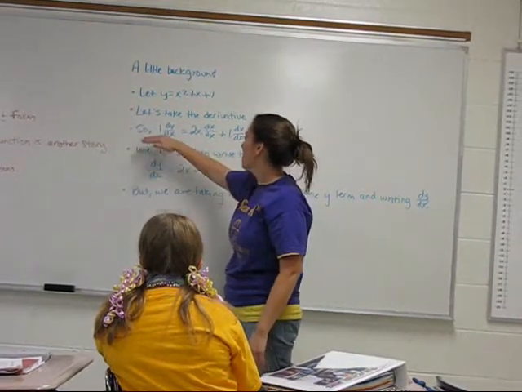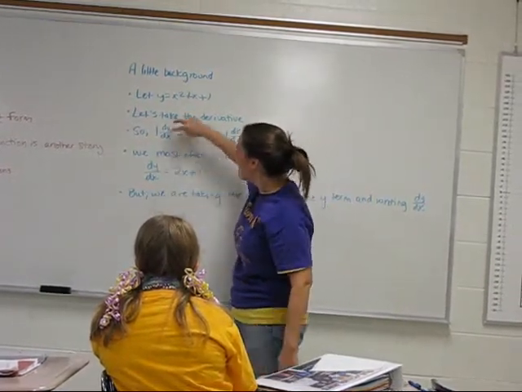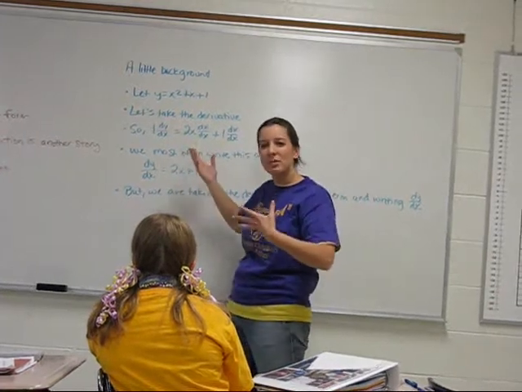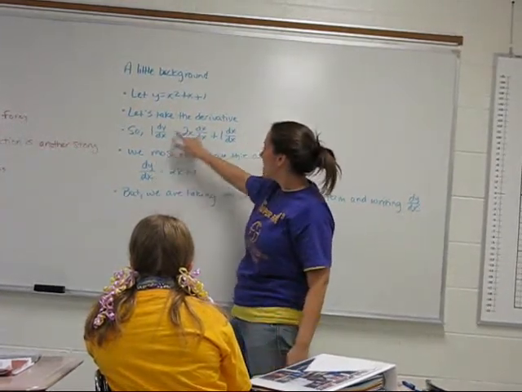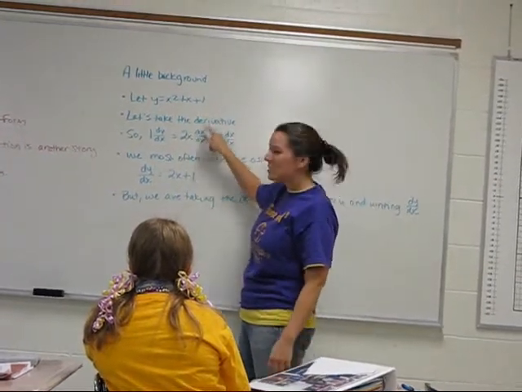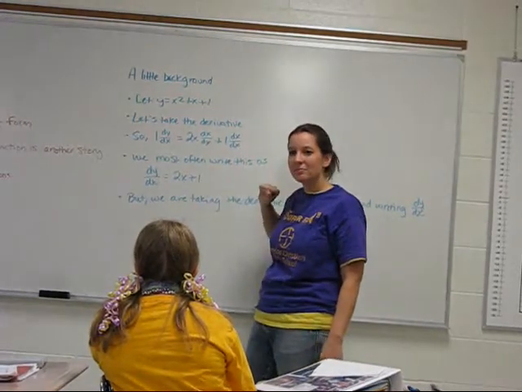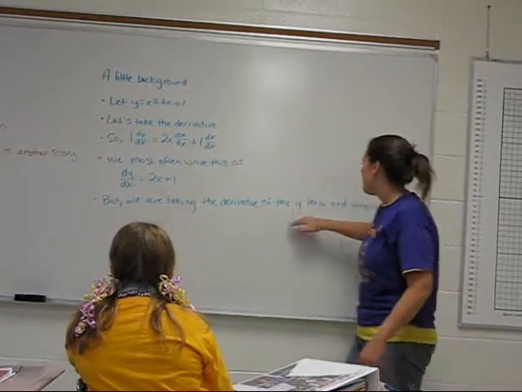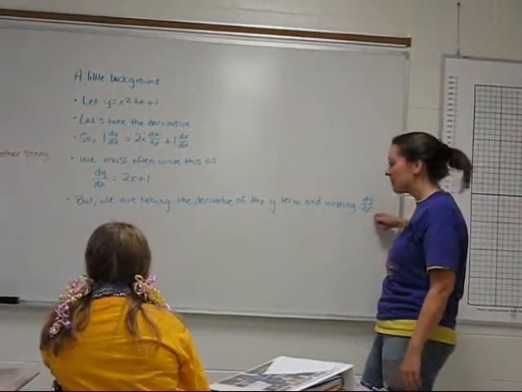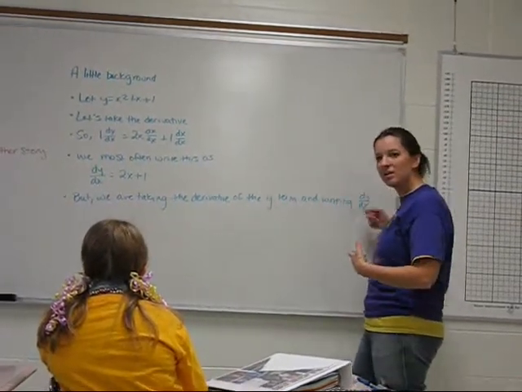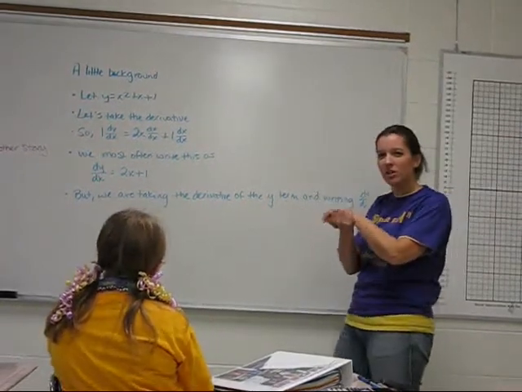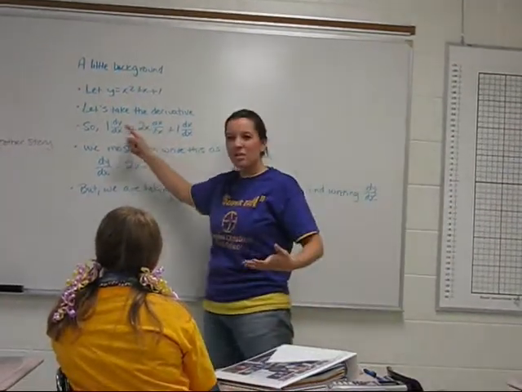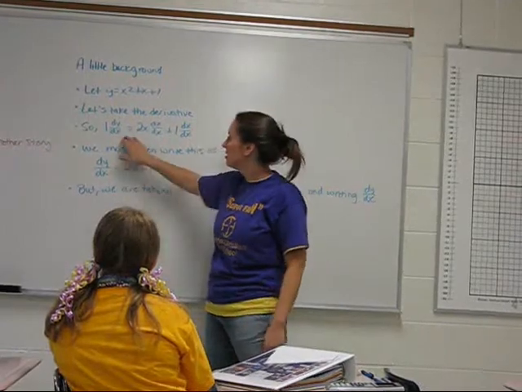Okay, so we have been writing this dy over dx or y prime or something like that. dy over dx equals 2x plus 1 because those dx over dx's cancel out. But we really are taking the derivative of the y term and writing dy over dx, or y prime.